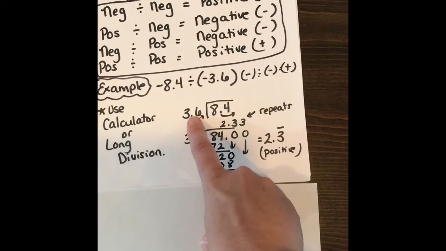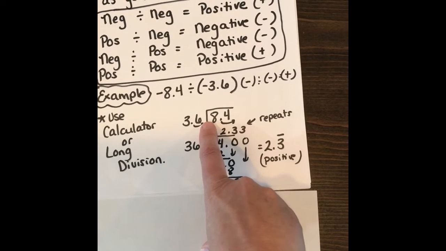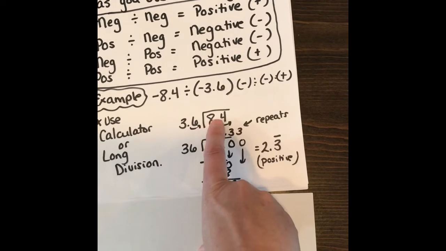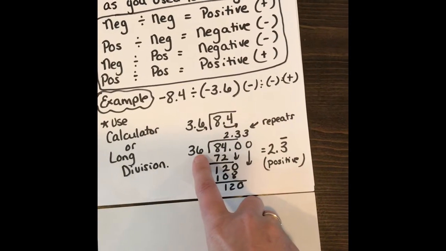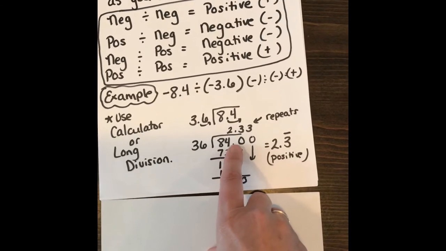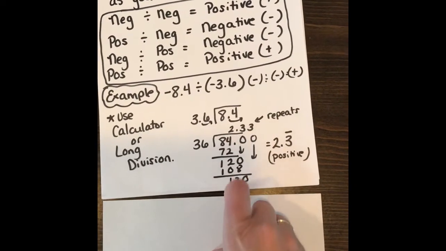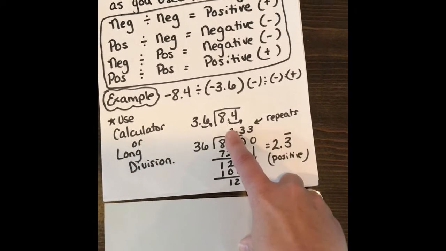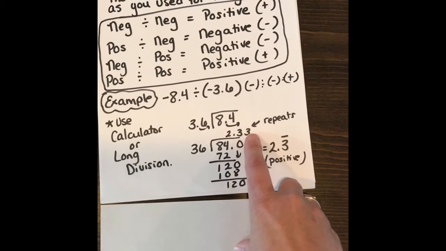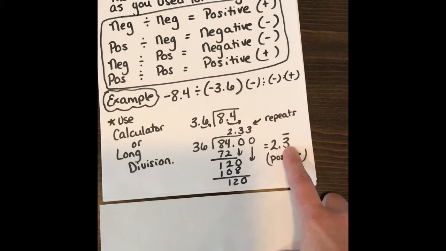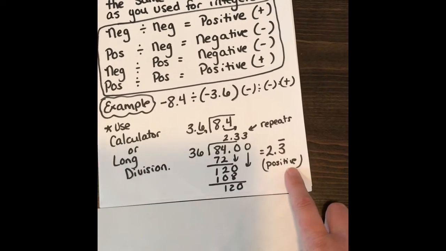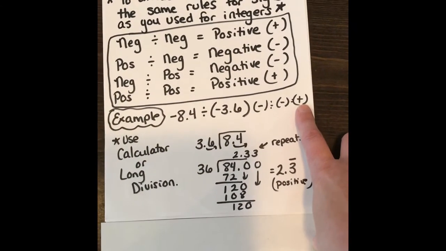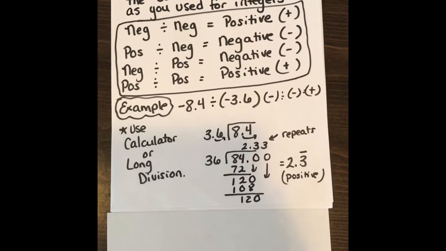Remember, when you have a decimal on the outside, you need to move it to get rid of it, so it needs to be at the end of the number. If you move it on the outside, you have to move it on the inside as well. So this just turns out to be 36 going into 84.0. Bring your decimal up, and you're going to get 2.33, and you'll see that that 3 repeats. Remember, when we have a repeating decimal, we put a bar above the part that repeats. And this is a positive answer because we figured that out from our rules.